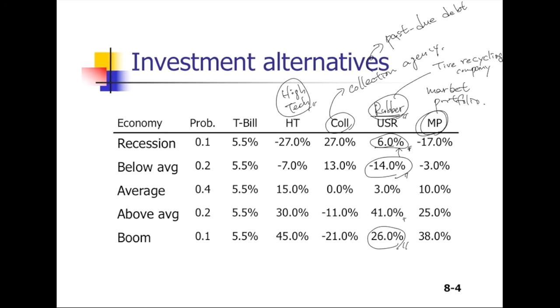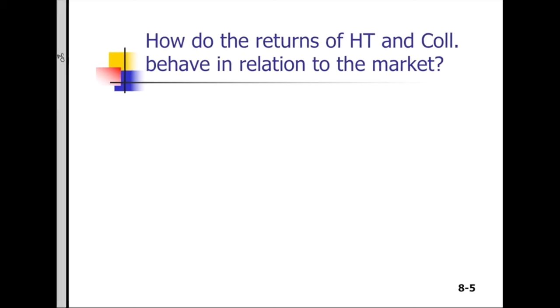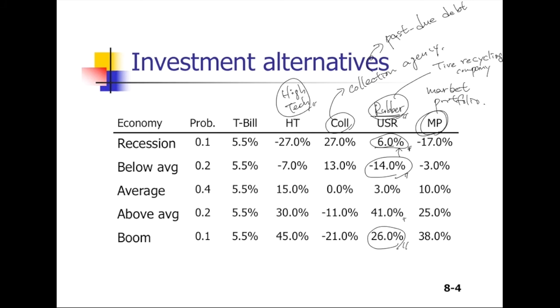Here is one question regarding this case study. How do the returns of the high-tech company and collection agency behave in relation to the market? So what does the market represent? Yeah, the market portfolio, it represents the market, right? So as you can see, the high-tech company moves together with the market, right? When the market goes down, they have a low expected rate of return, and when the market goes up, they have a higher expected rate of return, right? So there is a one-to-one relationship.